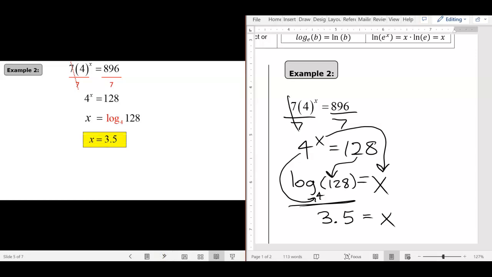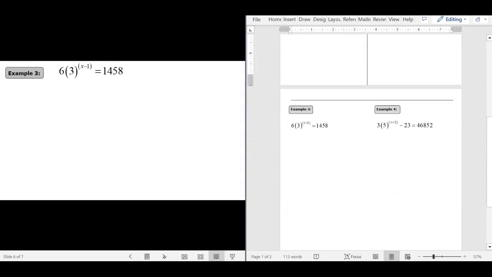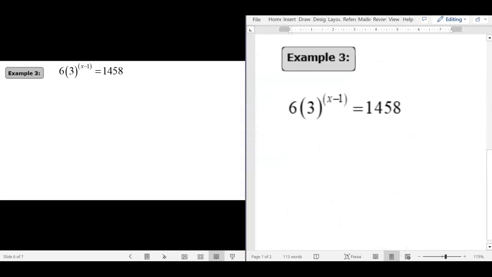Do you see how that works? Whatever the base is of the exponent becomes the base of the log. Whatever it equaled becomes the argument in the parentheses. Whatever the exponent is goes to the right. It becomes what it equals. And now that x is by itself, plug it in the calculator. A couple more. We are going to flip the page over to example 3.